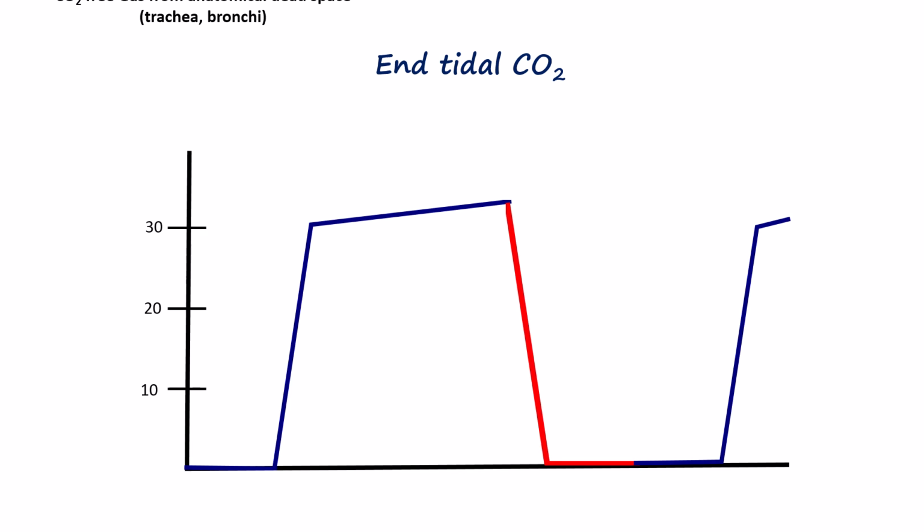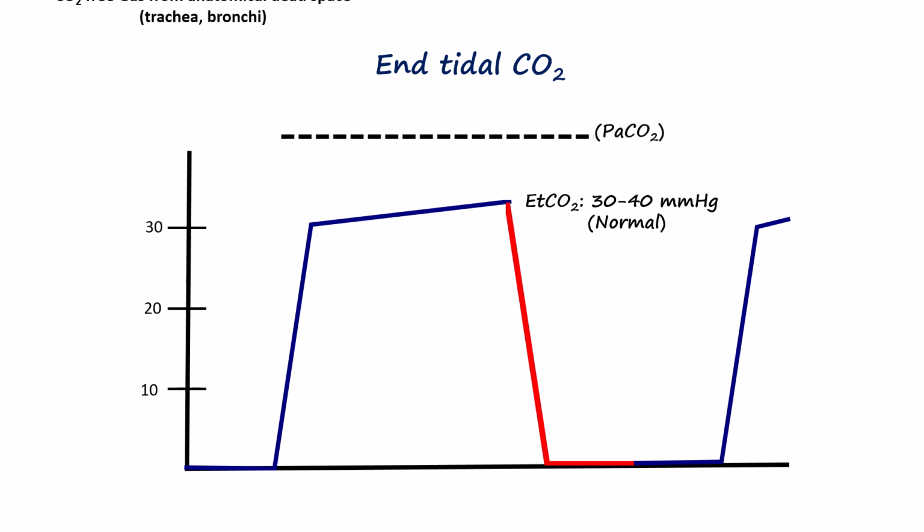The normal end-tidal CO2 value ranges from 30 to 40 mmHg. In clinical practice, however, EtCO₂ is typically 3 to 5 mmHg lower than the arterial CO2 or PaCO₂ measured via arterial blood gas. The difference between these two values is known as the arterial end-tidal CO2 gradient. This gradient is directly proportional to dead space ventilation, which refers to the portion of ventilation that does not participate in gas exchange.